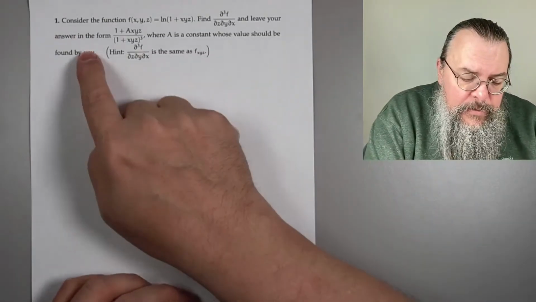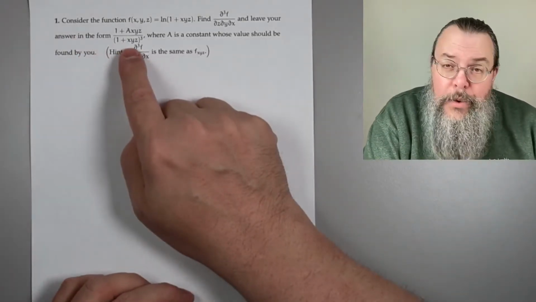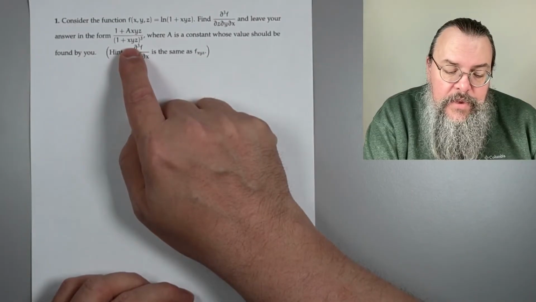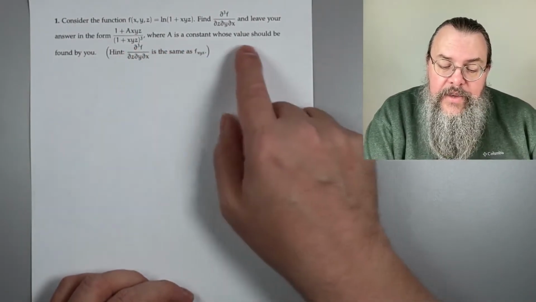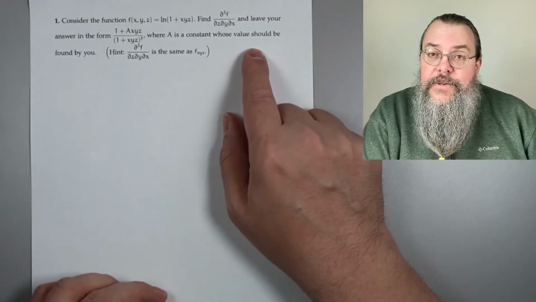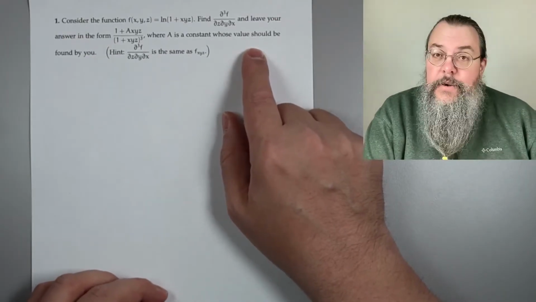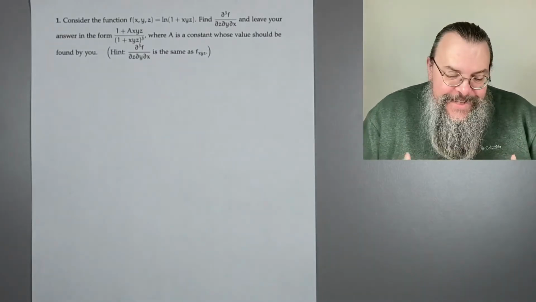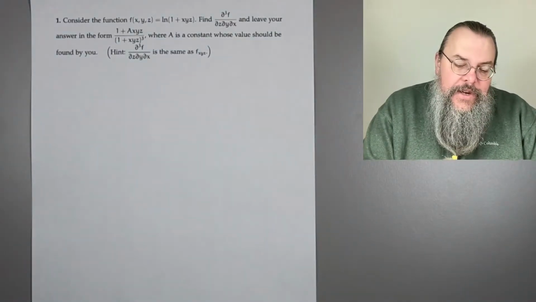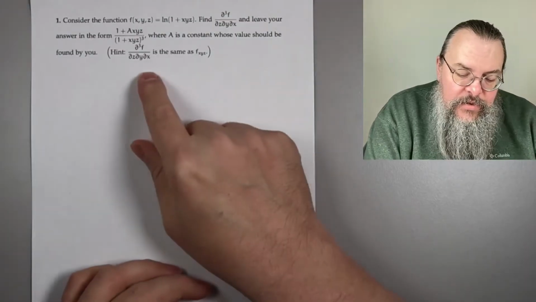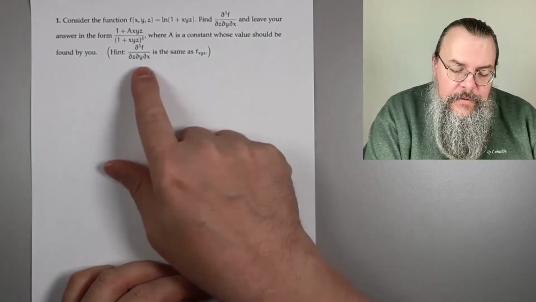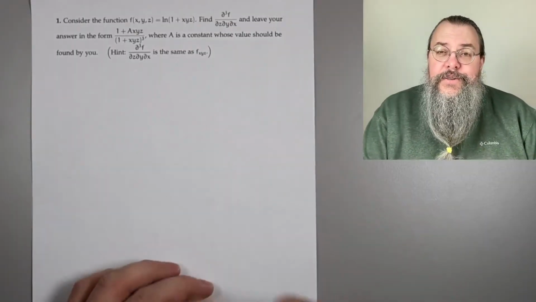And we're going to leave our answer in this form, 1 plus a xyz over 1 plus xyz cubed, where a is a constant whose value should be found by you. Well, of course. Who else is going to find it if it's not us? Okay, all right, and then there's this hint which just says, oh, you might recognize this notationally in a different way. So there's 2 ways to write partial derivatives.